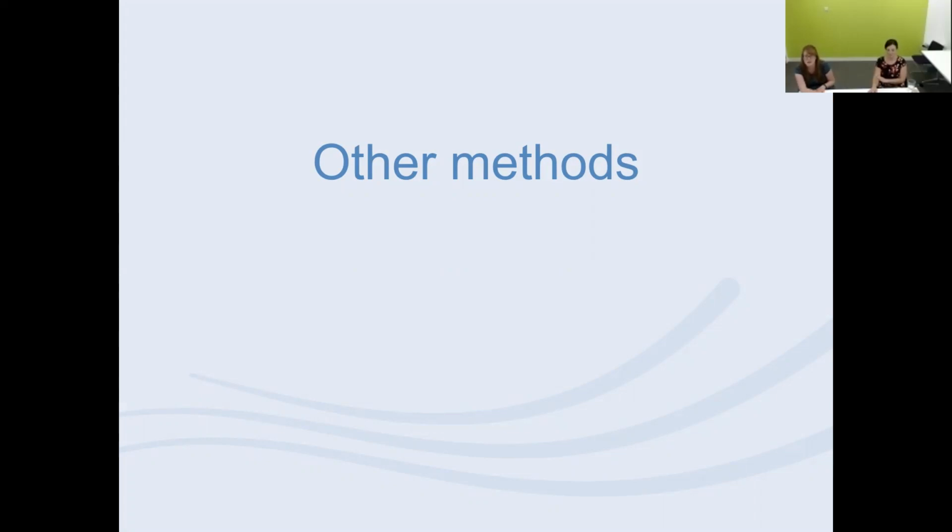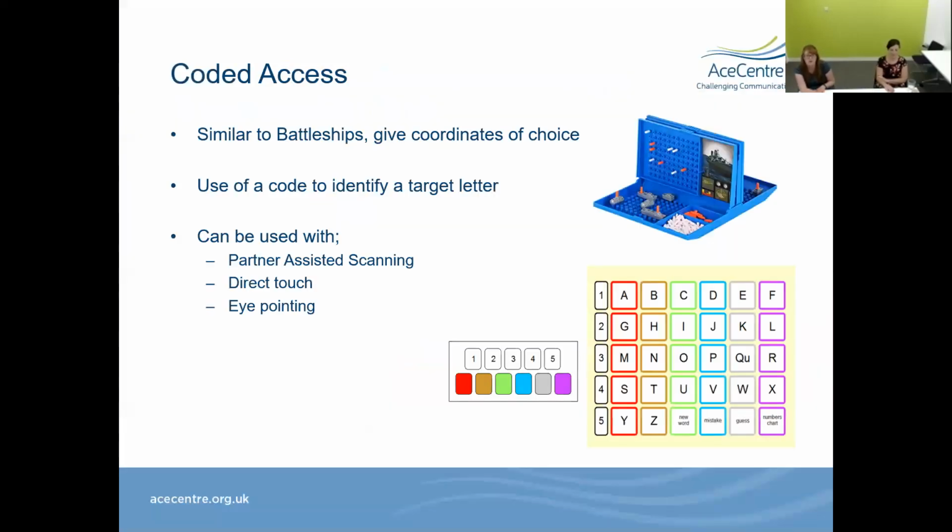We've just got a couple of other access methods that we want to share with you, one of which is something called coded access, and that is another two-step method that you can use to reach your target. It's a little bit like playing Battleships, if you remember that game. So you would choose, say, the row number that your desired letter is in. So to say H for hello, I might indicate the number 2, and then I need to look and check, right, H, that's the colour brown, so now I need to point to the colour brown.